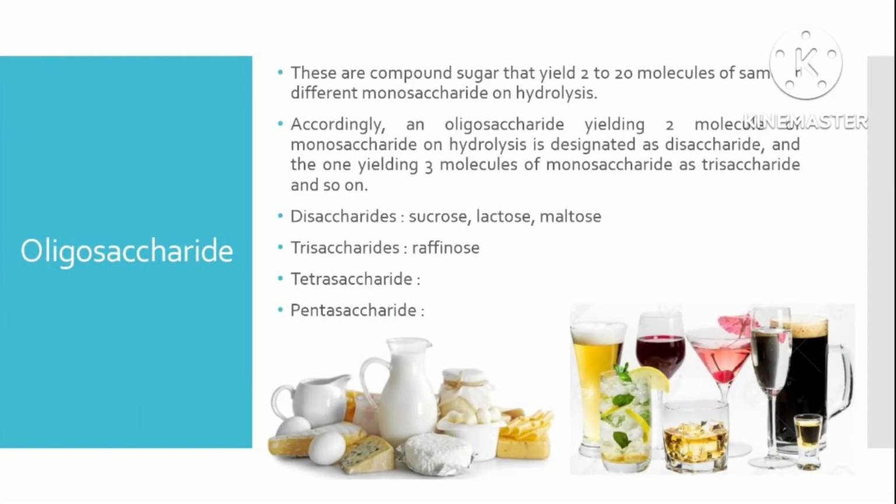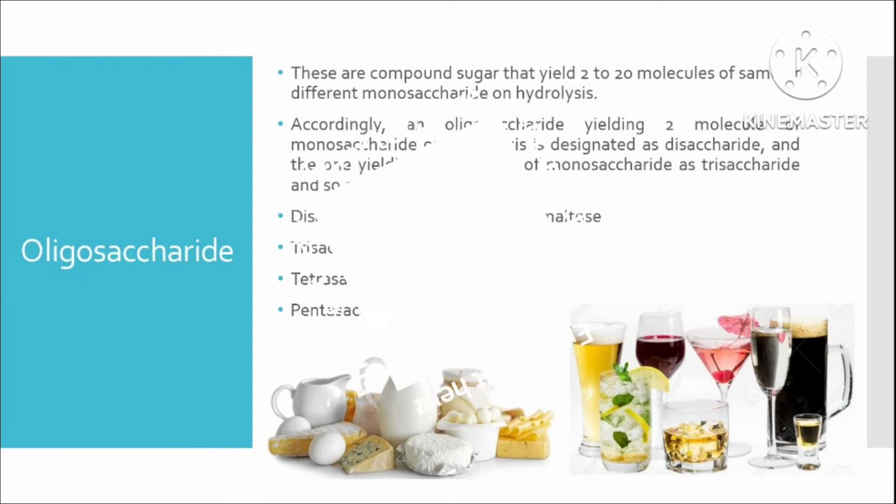The second one is oligosaccharide. These are compound sugars that yield 2 to 20 molecules of the same or different monosaccharides on hydrolysis. Accordingly, oligosaccharides that yield 2 molecules of monosaccharide on hydrolysis are designated as disaccharides, and those that yield 3 molecules of monosaccharides as trisaccharides, and so on. The disaccharides are sucrose, lactose, and maltose. Trisaccharide is raffinose, and then there are tetrasaccharides.